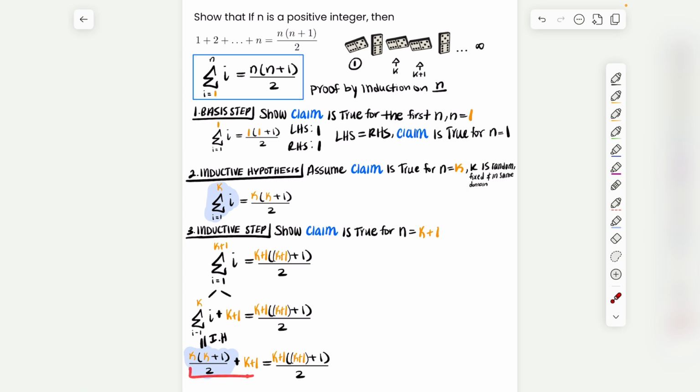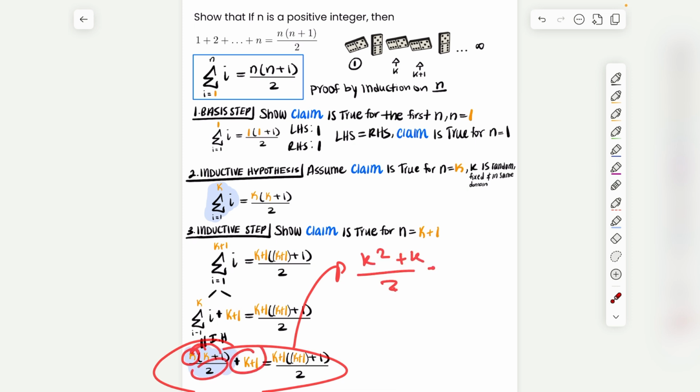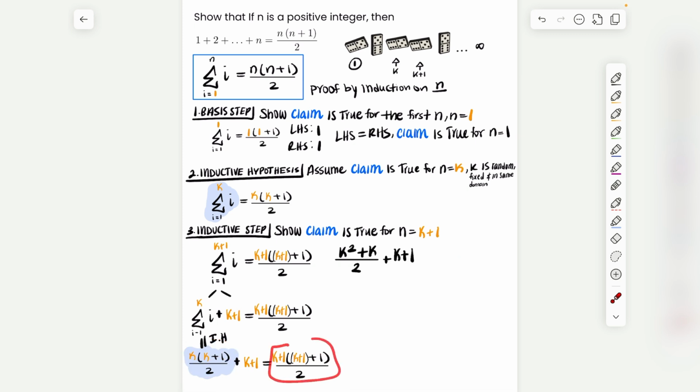And now this is what's considered your left-hand side, and this is what's considered your right-hand side, and your goal is just to show that these are equal to each other at the end of the day. You're really just trying to simplify the left-hand side to give you the right-hand side. With these summation problems, everything after this is just algebra. So I'm just going to do the work here. Here we can distribute, so this would become k squared plus k all over 2. And we still have plus k plus 1. On the right-hand side, we have plus 1, that becomes a plus 2. So this is equal to k plus 1 times k plus 2 all over 2.